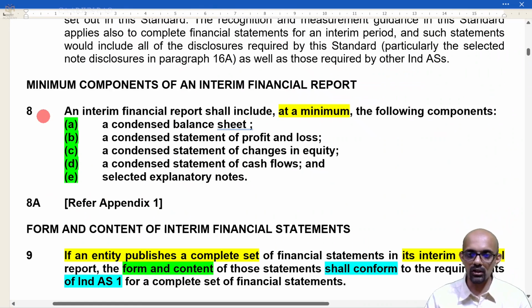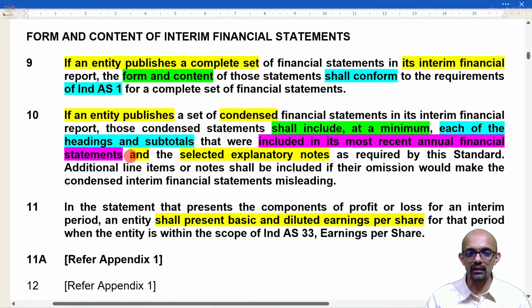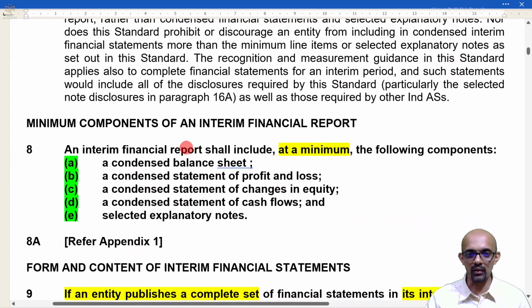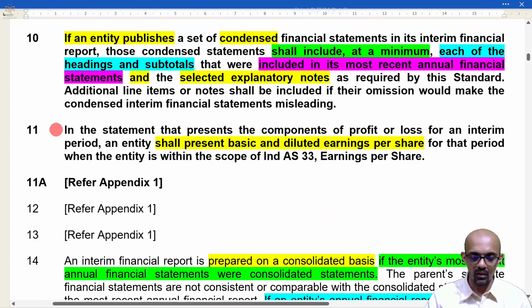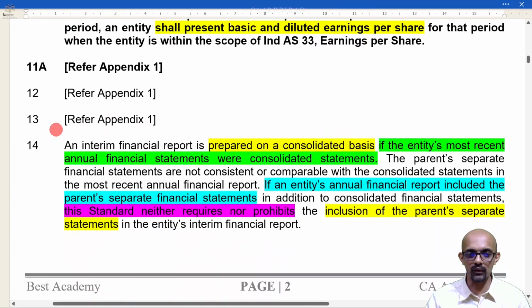If you are following the option of a condensed set, you don't need the third balance sheet and you need only selected explanatory notes. The format also will not be as detailed. What is required are the headings, whatever headings are there in the annual financial statements, and the subtotals. All the line items are not required for the condensed set. If the annual statements present basic and diluted EPS, the same has to be done for interim also.